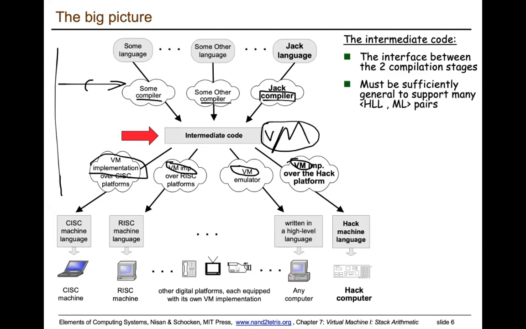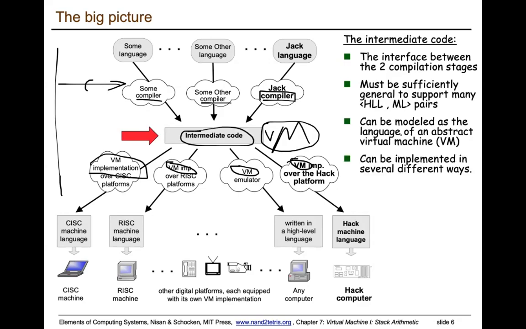Okay, so now we move forward. Our compiler issues are separated into two parts, and then we just need to sufficiently generalize to support many high-level language and machine language pairs. So this one is our stuff. The language of an abstract virtual machine, and then this one is the intermediate code. It's the virtual machine. So can anyone give me some examples of virtual machines you already know?